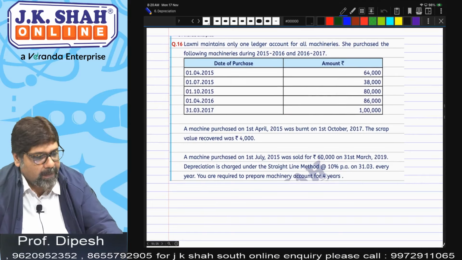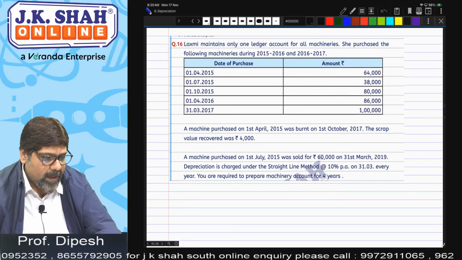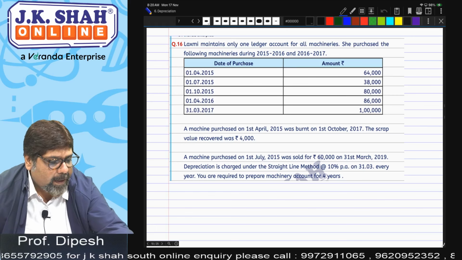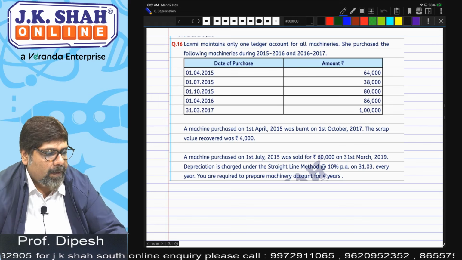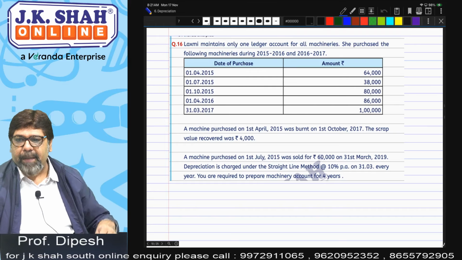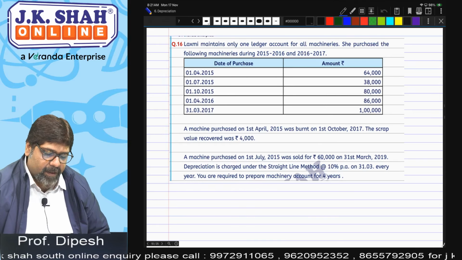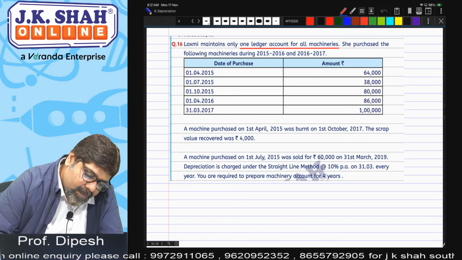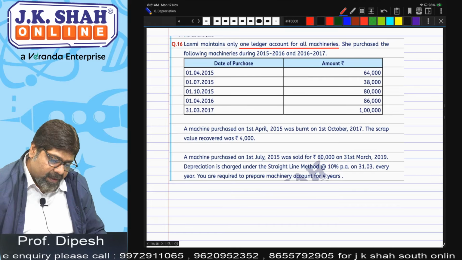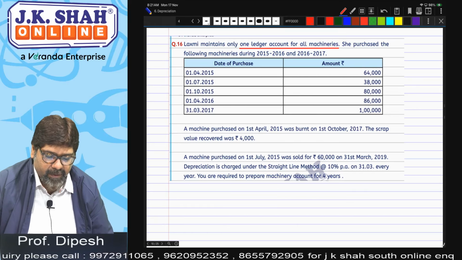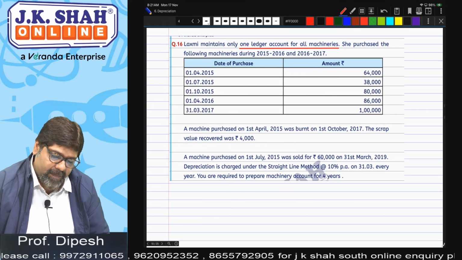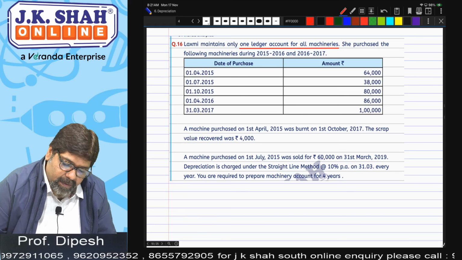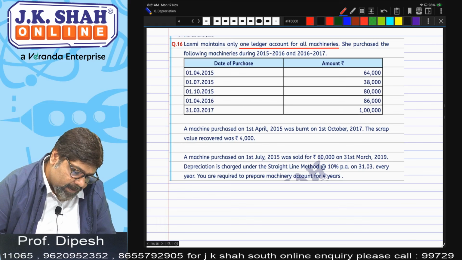This question number Lakshmi. Correct? Now, Lakshmi maintains only one ledger account for all machineries. Okay? Fair enough. She purchased the following machineries during 15-16 and 16-17. Okay? On 1/4/2015, 64,000. On 1/7/2015, 38.